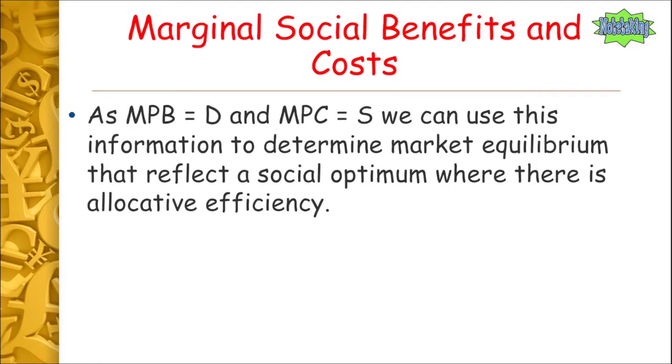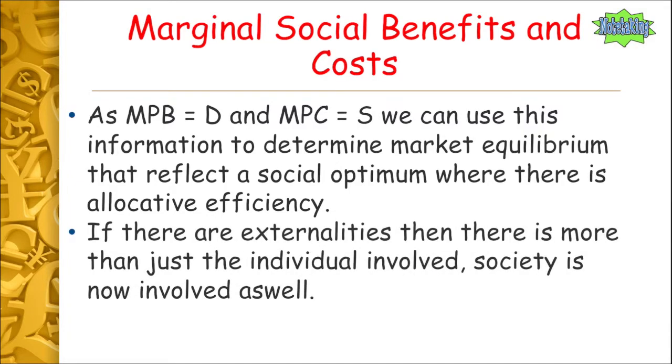So, what are marginal social benefits and costs? Well, we already know that marginal private benefits are demand and marginal private costs are supply, that they're on the same curve as the supply and demand curve. Using this information, we can find out what the market equilibrium is, i.e. what the equilibrium price and the equilibrium quantity is. And that reflects what we call a social optimum, where there's allocative efficiency. In other words, where social surplus is optimized, where we've maximized our consumer surplus and our social surplus, and basically in the simplest of ways, where supply and demand are in equilibrium.